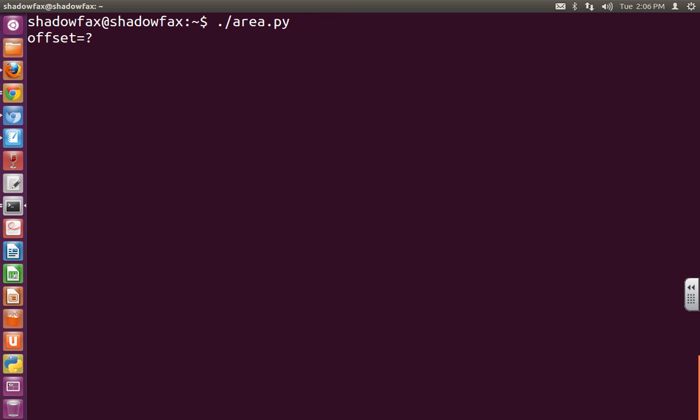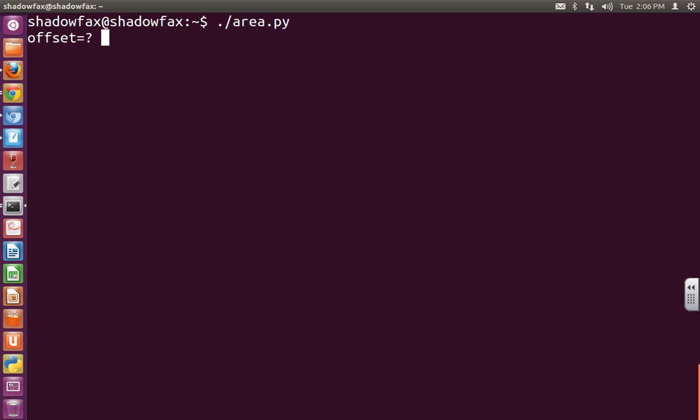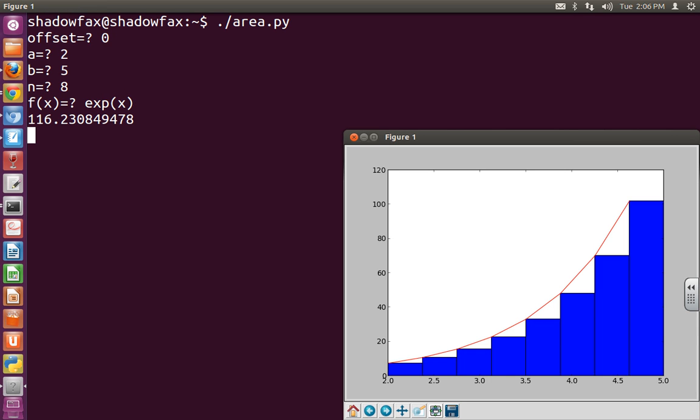Now it starts with offset. If you put in 0, it's going to be the same graph, left sum. All right, 2, 5, 8, exp of x. This should be, well, all right, they're wrong. 258, sorry. Yeah, wait, hang on. If you do an offset of 0, that didn't change anything. That's going to be the same graph as before, the left sum, right? 258 exp of x, right? The same graph, right?